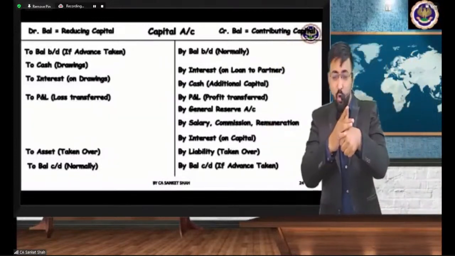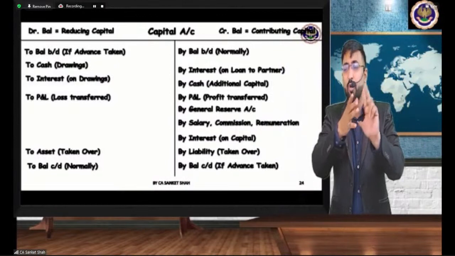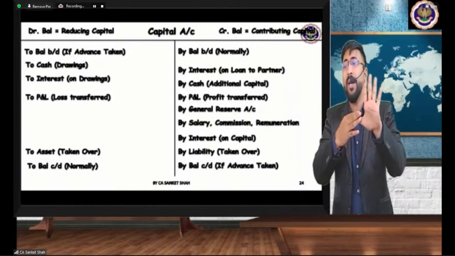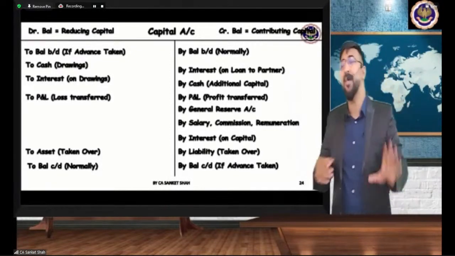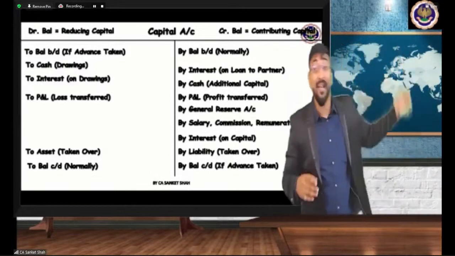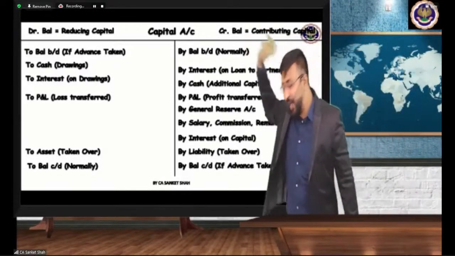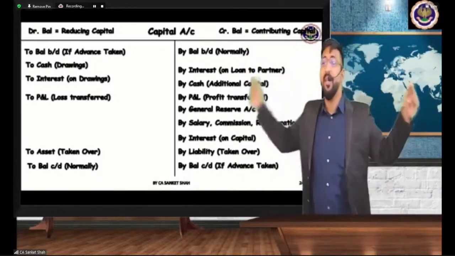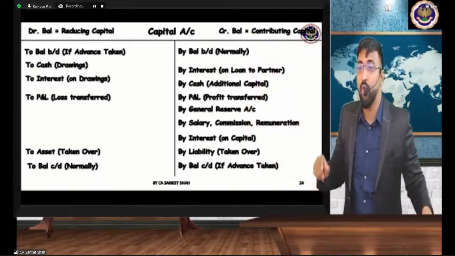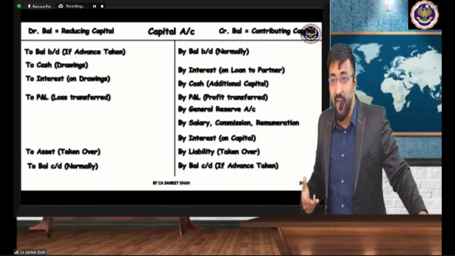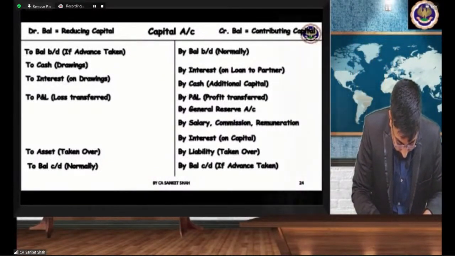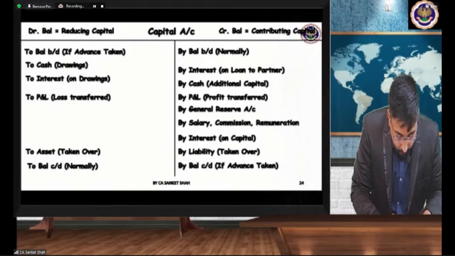When he is a creditor: in case of interest on loan, in case of additional cash introduced, in case of salary, remuneration, commission, in case of profit or general reserve transfer, and after that interest on capital, or when a liability is taken by the partner, in those cases he is already our creditor. And when he is our debtor: to cash, when he has drawings, to interest on drawing, to P&L, to asset, to balance carried down. So additional drawings, interest on drawings, then P&L loss transfer, and in case an asset is taken over by the partner. Yes, very, very important.